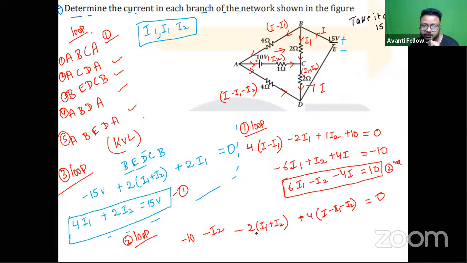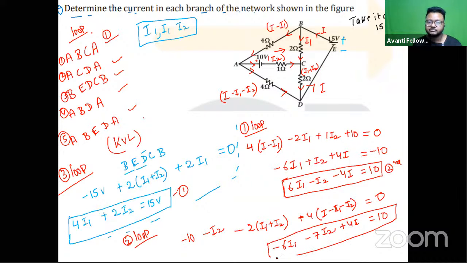So how much will you get? We have minus 2I1 and we have minus 4I1, so you have minus 6I1, right? Then for I2, minus 2I2, minus 4I2, minus I2, we have minus 7I2. Okay. And then we have plus 4I should be equal to 10. This is your third equation.